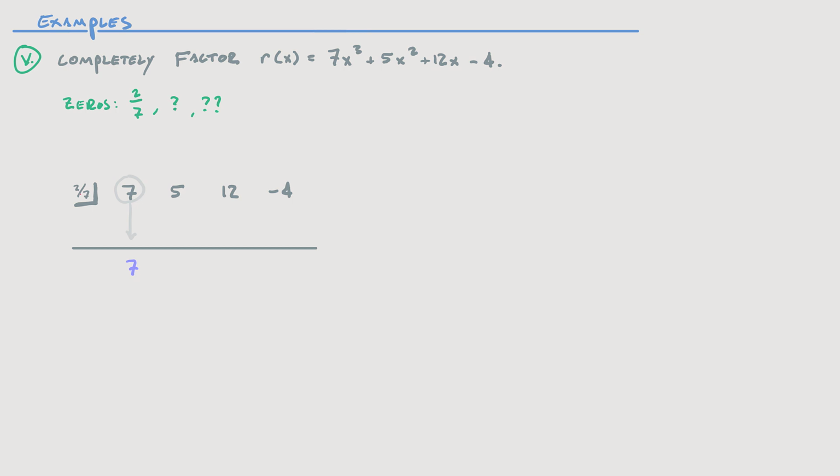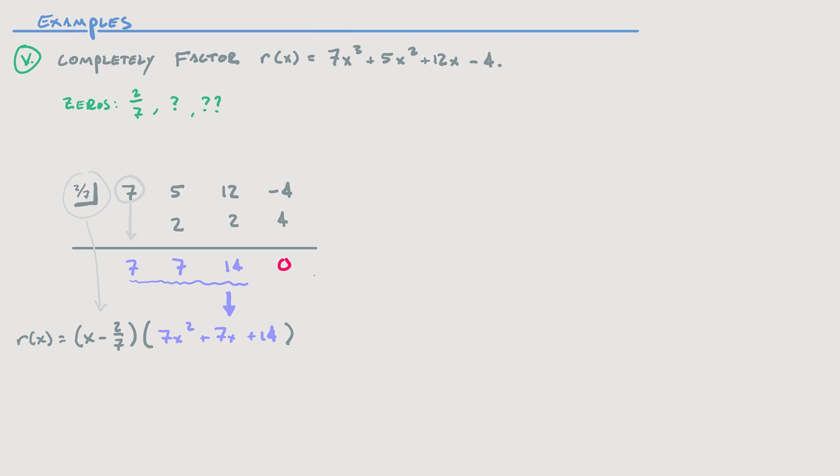Okay, so I got my 2/7 in the box because that's the 0. My coefficients for the function are what is listed here. And then I'm dropping down the 7 to get started. 7 times 2/7 is 2, which when you add to 5 gives us 7, which again times 2/7 is 2, add to 12 gives us 14. 14 times 2/7 is positive 4, which when you subtract away 4 from that, you get 0. And we should expect that, right? We knew there should be a remainder of 0 because 2/7 is a 0. That is the remainder theorem.